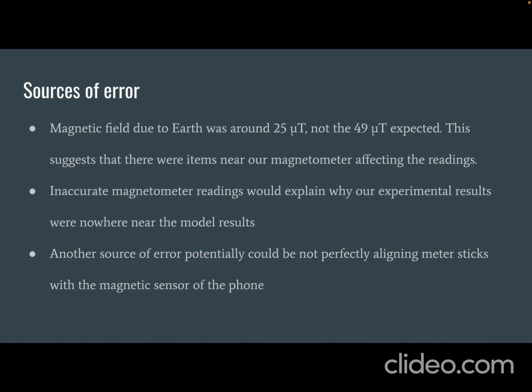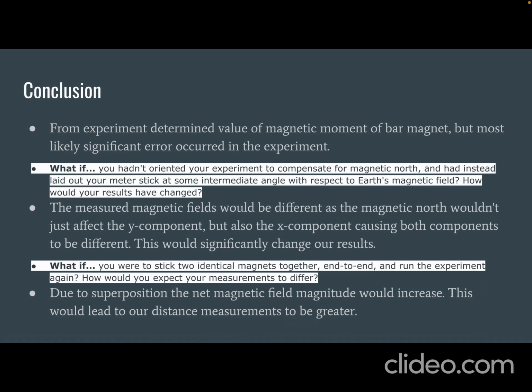And another source of error could also just be not aligning the meter sticks with the magnetic sensor of the phone. So in conclusion, from the experiment, we determined the value of the magnetic moment of the ball magnet, but most likely significant error occurred in the experiment, which means we should take our experimental results with a grain of salt.